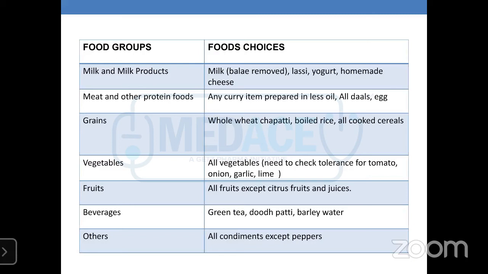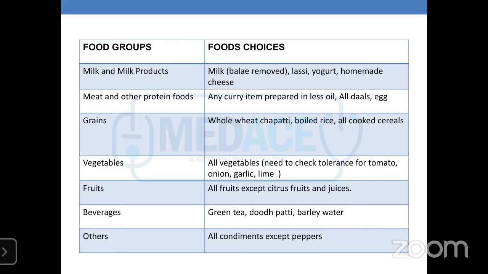There are a lot of choices, but I have written only a few to give a rough idea of what we need to consider. So for the first category, which is milk and milk products, the milk should be consumed, but care should be taken that the malai is removed. Lassi can be taken, but the important thing is that the yogurt and your milk should have the malai removed. Simple yogurt can be taken. It is very good if you make yogurt and cheese at home.